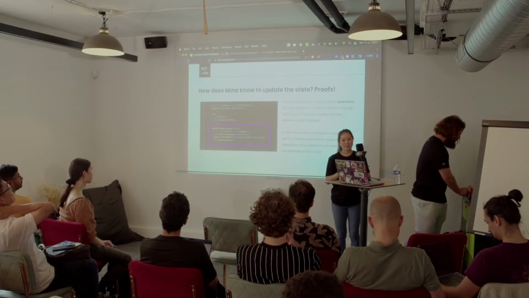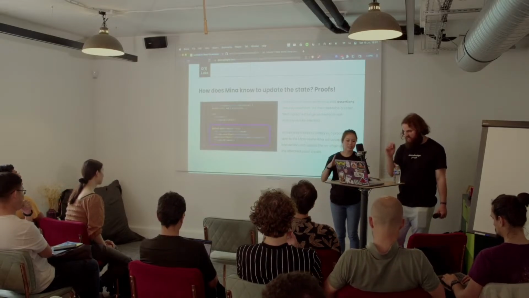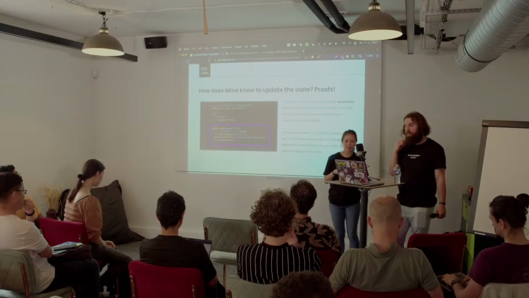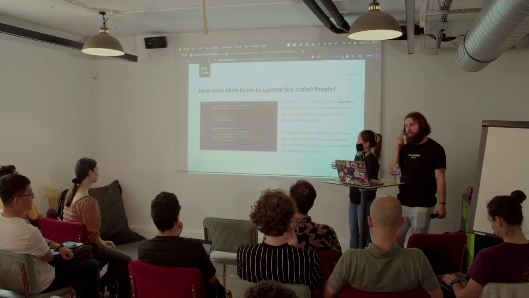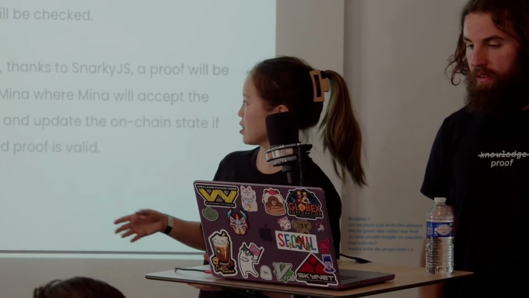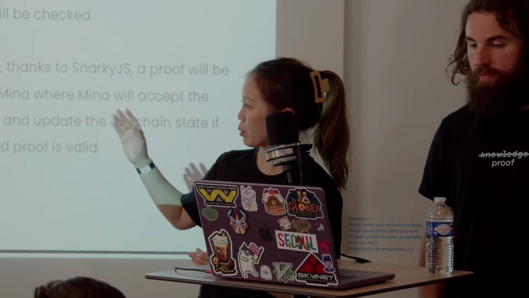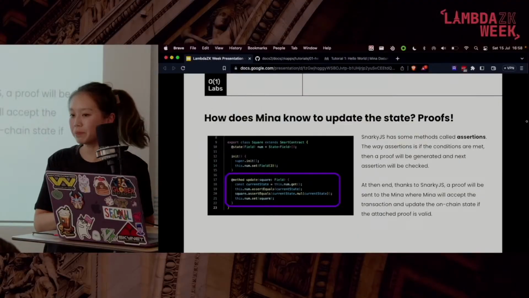One thing that's interesting to know is that with writing ZK, a lot of proofs are being generated. What's really going on behind the scenes is that when we create a method, these methods are called assertions. Whenever we create a method, it's actually generating a proof. That makes sense, right? This is kind of how the magic of SnarkyJS works.